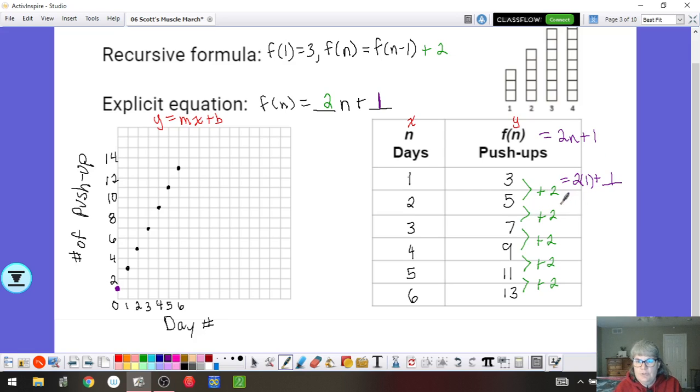Then for day 2, I would do 2 times 2 is 4. To get the 5, I have to add 1. Day 3, 2 times 3 is 6. To get 7, I have to add 1. So it does appear that the explicit equation is going to be f of n equals 2n plus 1.